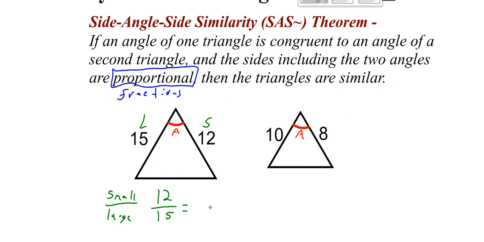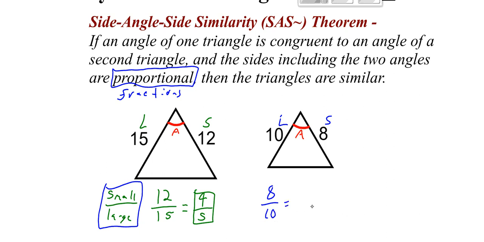So 12/15ths, they both have a factor of 3 that goes into them. 3 goes into 12 4 times, 3 goes into 15 5 times, and 4/5 is a reduced fraction. Okay, so if I look at the triangle over here, I recognize the small side and the large side. So my proportion is small over large, so 8 over 10. They both have a factor of 2 in them, so 8/10 is the same thing as 4/5.